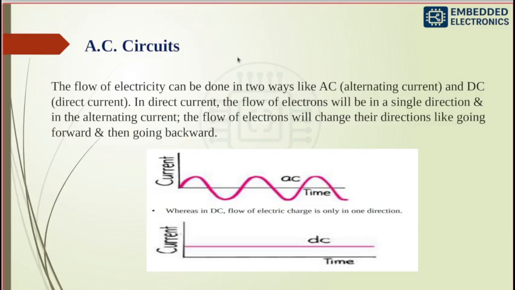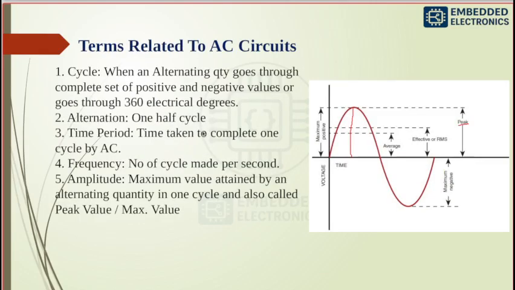Then AC circuits. The flow of electricity can be done in two ways, like AC and DC. So this is the AC. Here the flow of electrons will change their directions, like going forward and then going backward. So this is continuous with respect to time. But in DC, the flow of electrons will be in a single direction, or it is discrete with respect to time.